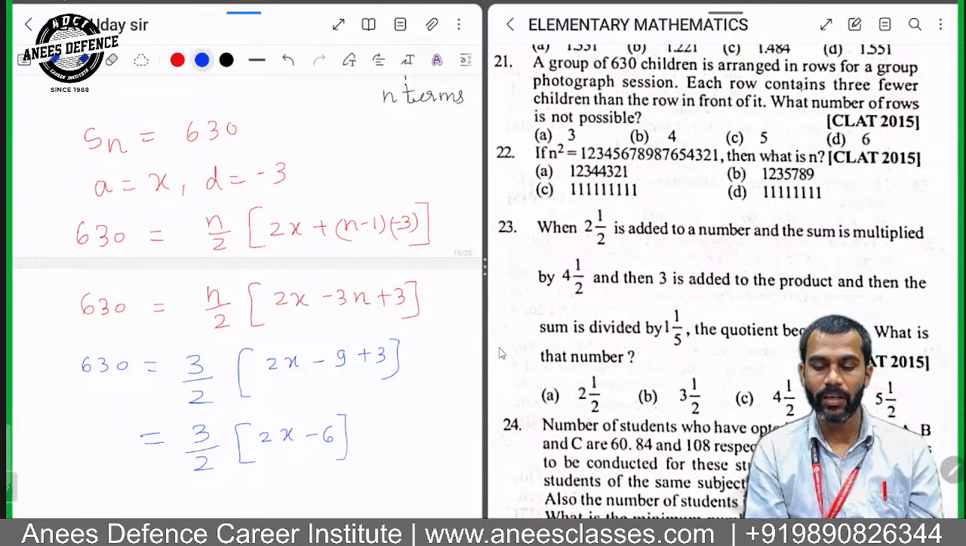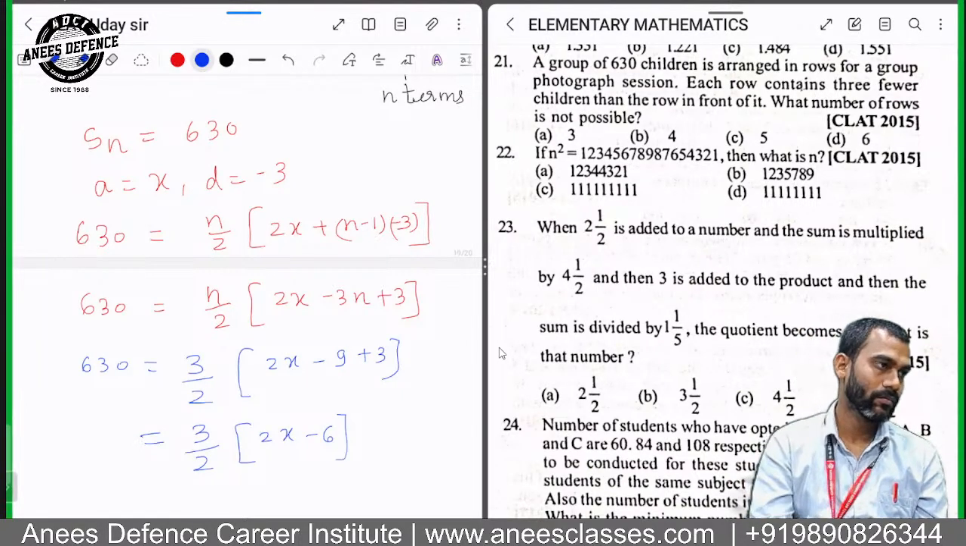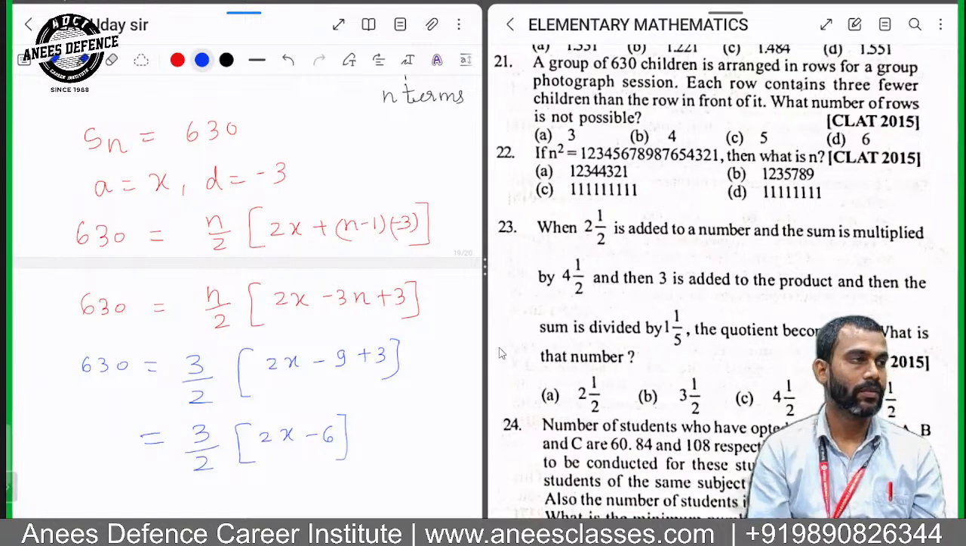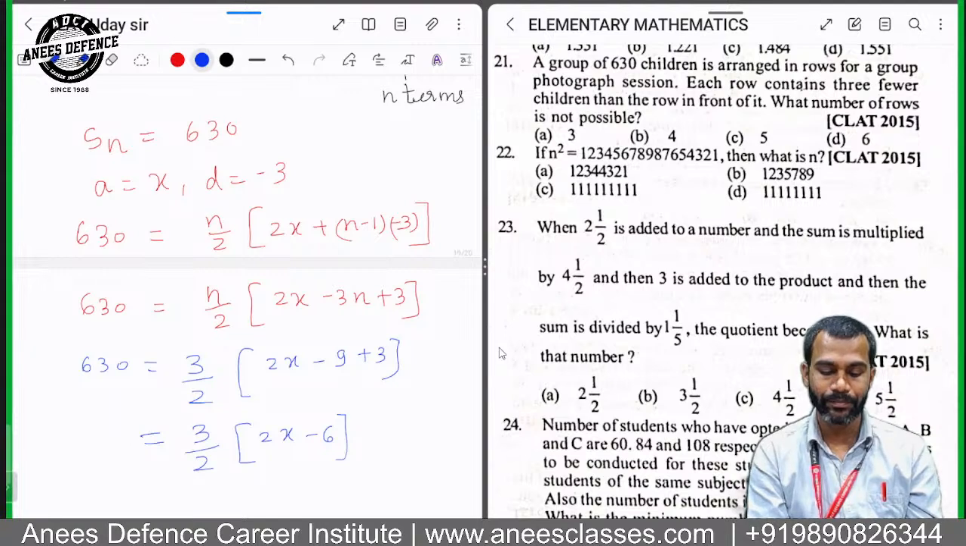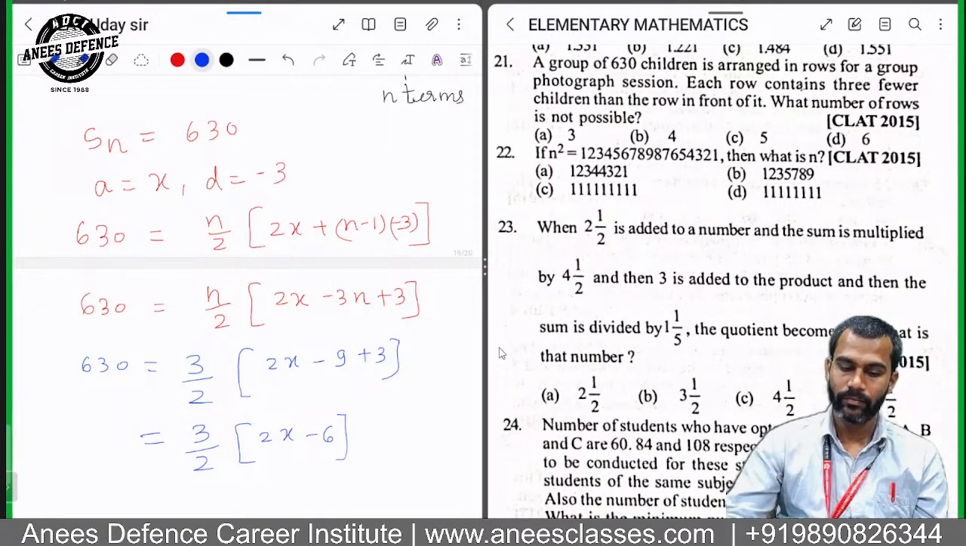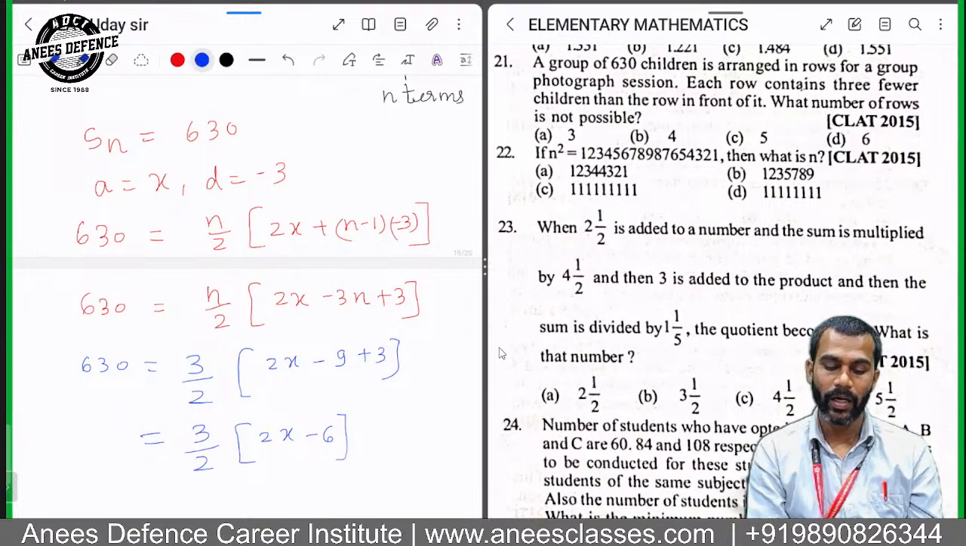Yes. Now, similarly, please check for 4, 5, and 6. You'll get the answer. So if you put 4, what you'll get? 4 times 3 is 12. Minus 12 plus 3 is minus 9. So we'll get 2x minus 9 into 9. Yes or no? And divided here, 4 by 2 is there. 2. So it is also possible.